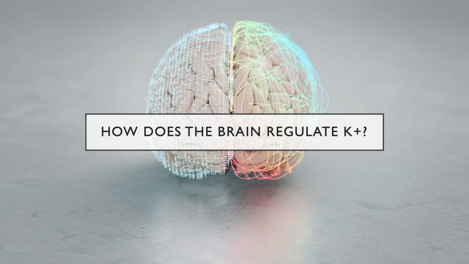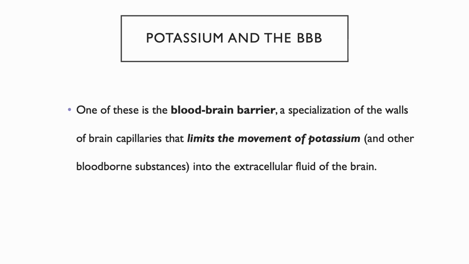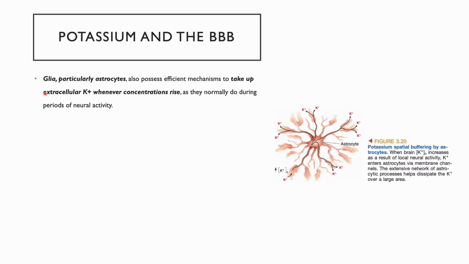So how does our brain regulate potassium? The blood-brain barrier can do a great job of limiting what comes in and out of the brain. It can also monitor the movement of potassium in addition to other blood-borne substances. In addition to the blood-brain barrier, glial cells like astrocytes can actually help regulate the amount of potassium. For example, they can take up extracellular potassium whenever the concentrations get too high to help regulate normal neural activity.